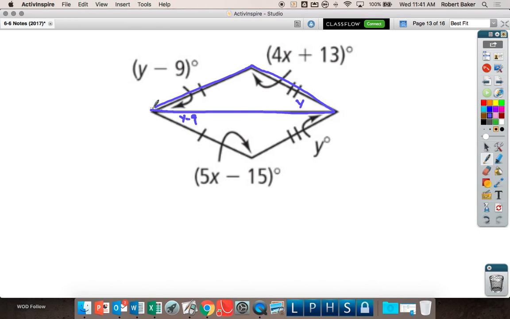4x plus 13 plus 5x. That these two opposite angles between the non-congruent sides are congruent. So I did that in my head, and I got x equals 28. All right, and then when x equals 28, 28 times 4 is 112, and 112 plus 13 is 125. You have to get that angle 125, and then you can say 125 plus y minus 9 plus y equals 180 to solve for y. All right, but starting the process with these two.